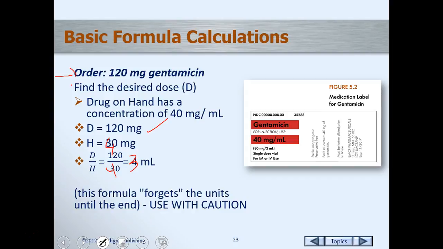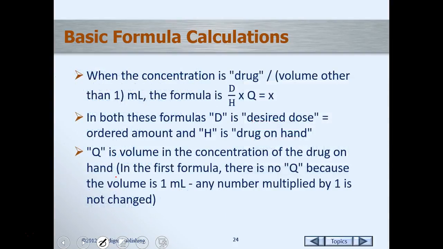This formula just forgets the units until the end. So again, use this one with caution. We want to use units because that helps us make sure that we're not making an error. Now, the other piece of this basic formula is what we call the D over H times Q formula, and this is when the volume is something other than 1 milliliter.